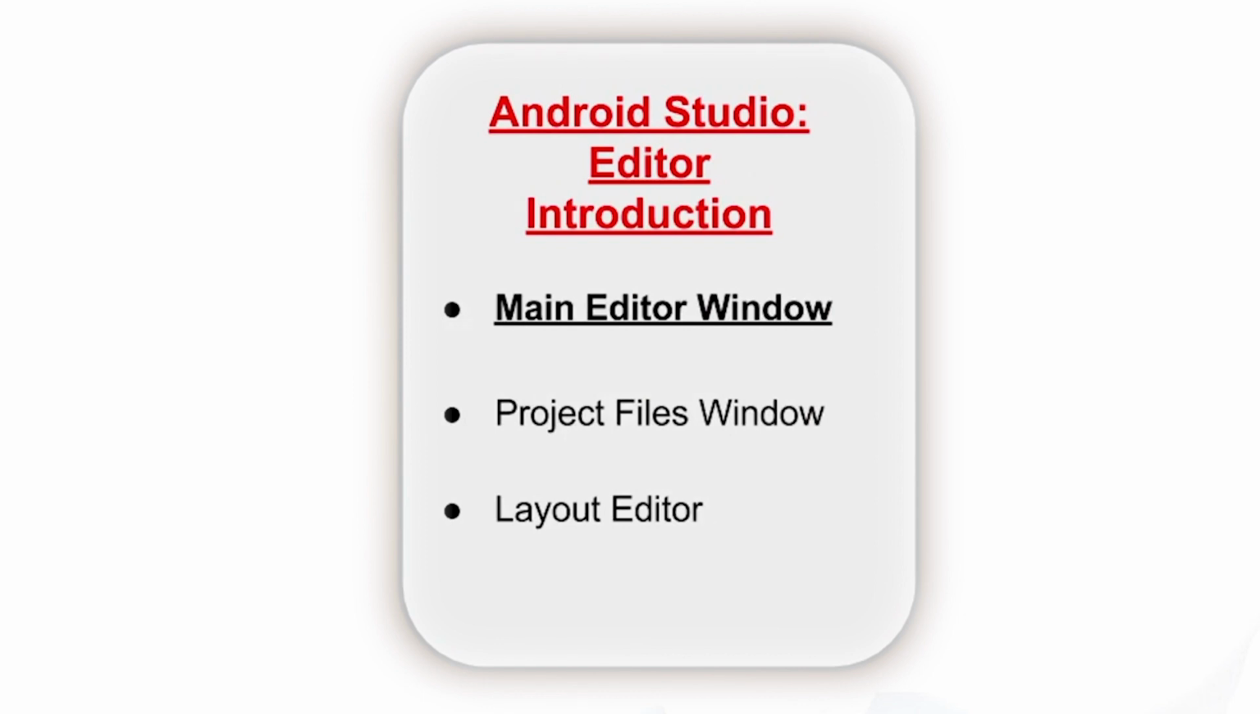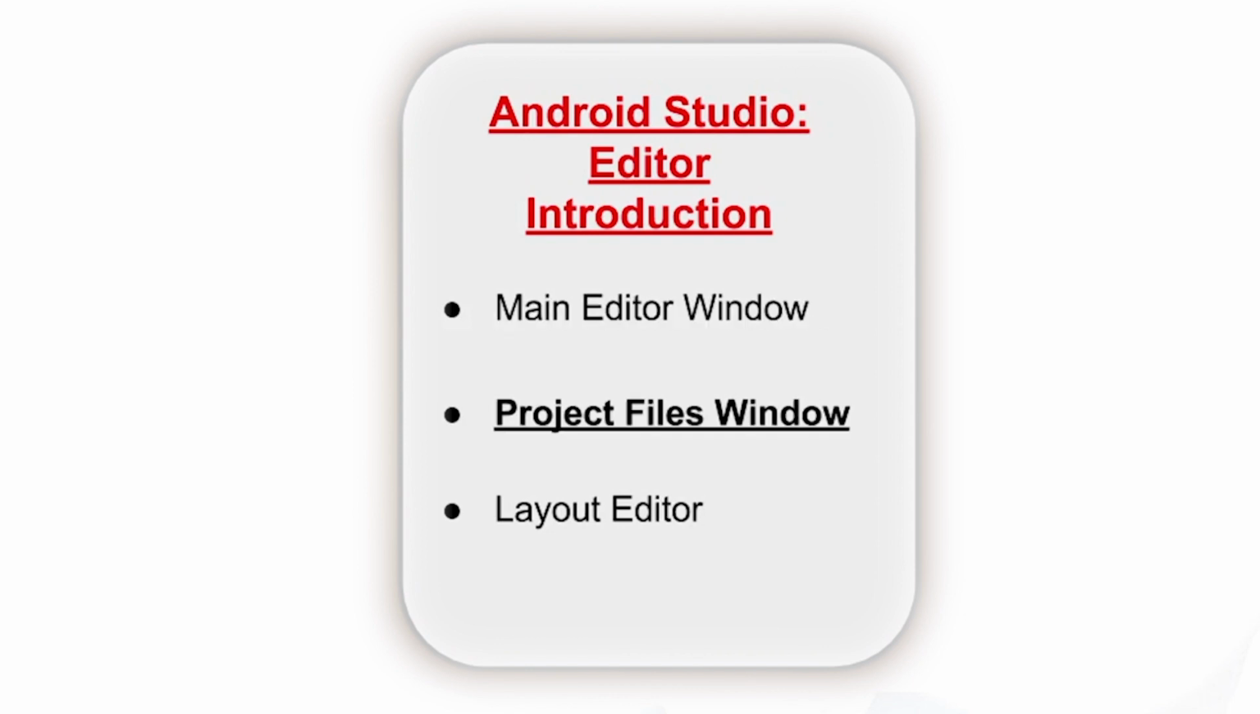The main editor window is where you will edit the source code files within your project. The project files window will show you the files within your current project and allow you to select and open files you want to edit. And the layout editor is where you will see the files that define what your app's user interface looks like and be able to edit them.